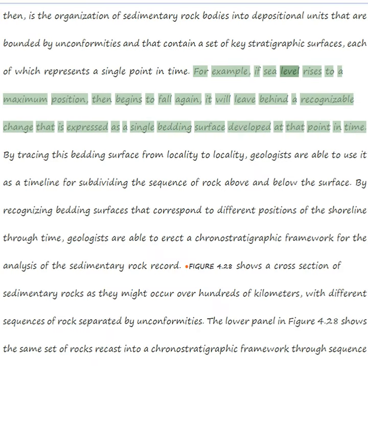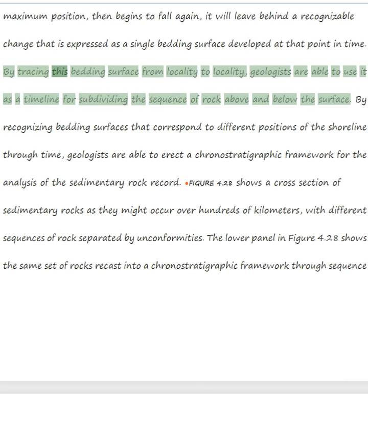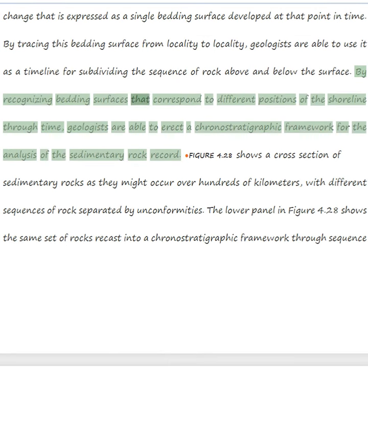For example, if sea level rises to a maximum position, then begins to fall again, it will leave behind a recognizable change that is expressed as a single bedding surface developed at that point in time. By tracing this bedding surface from locality to locality, geologists are able to use it as a timeline for subdividing the sequence of rock above and below the surface. By recognizing bedding surfaces that correspond to different positions of the shoreline through time, geologists are able to erect a chronostratigraphic framework for the analysis of the sedimentary rock record.